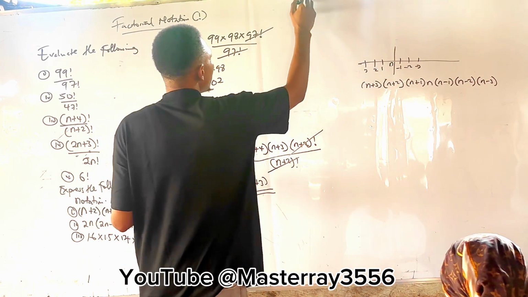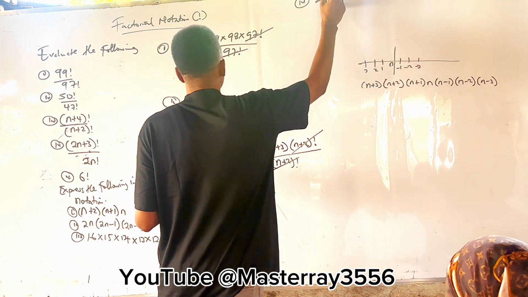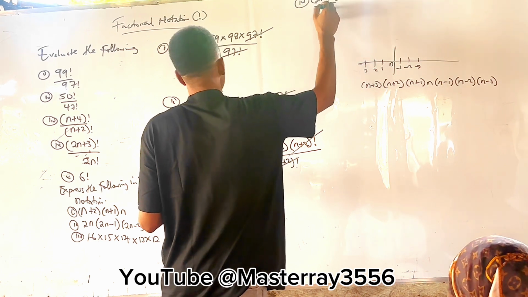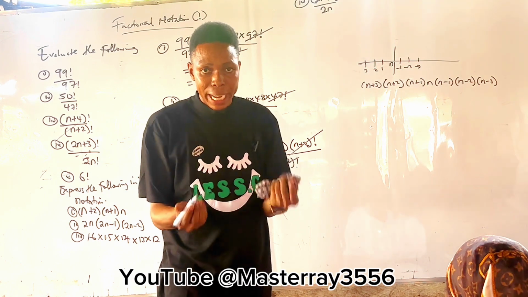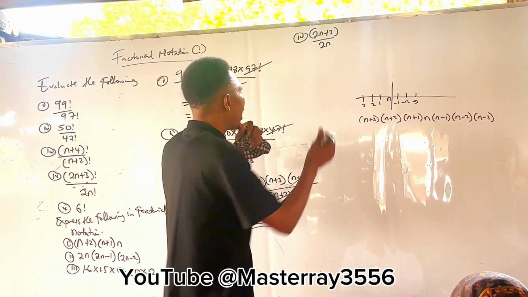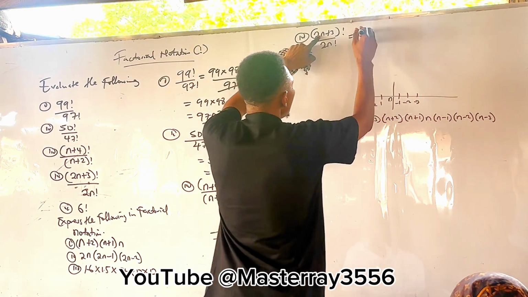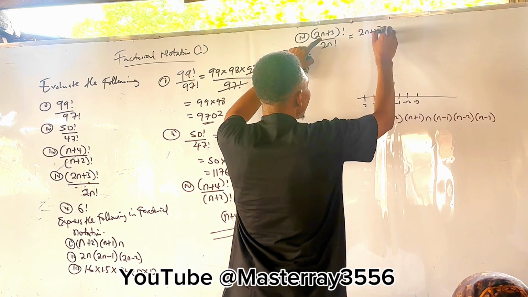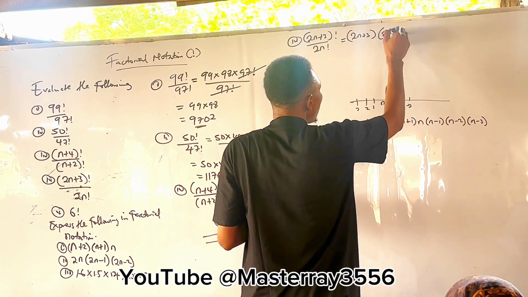So for number 4, we have 2n plus 3 over 2n. In place of n, they are now using 2n. Are you getting me? So it's still the same thing. Don't get confused. All right, factorial and factorial. So this is starting as 2n plus 3. After plus 3 is what? Is it not plus 2? So you have 2n plus 2.